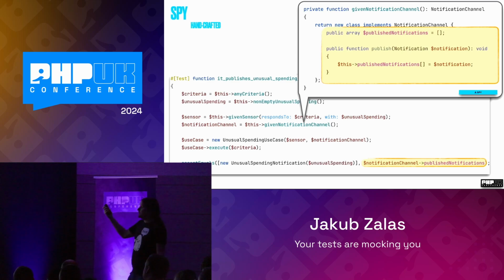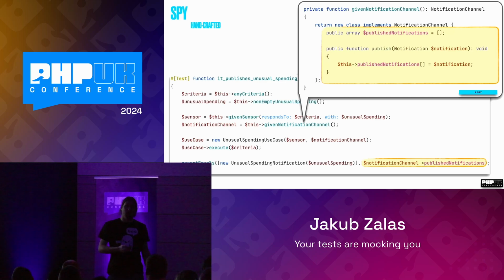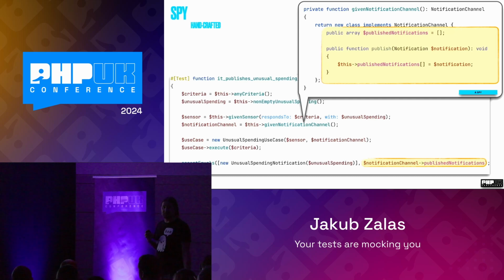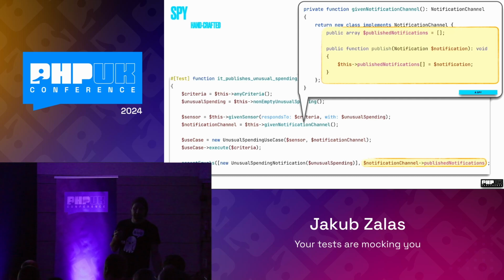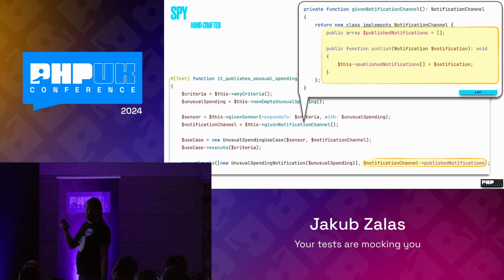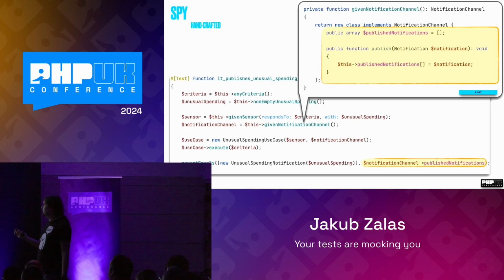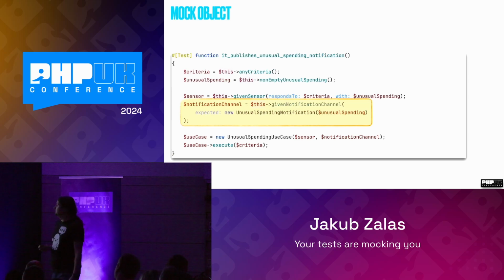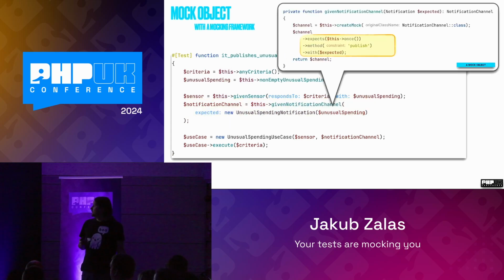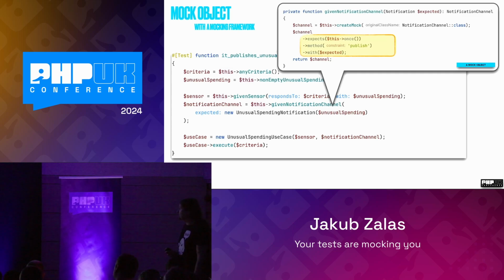That's a handcrafted spy. I don't have an example of a mocking framework spy because PHPUnit does not support them, which is a shame. PHPSpec does with Prophecy, but the built-in PHPUnit framework does not. How it would look with a mock object, first with the auto-mocking framework.